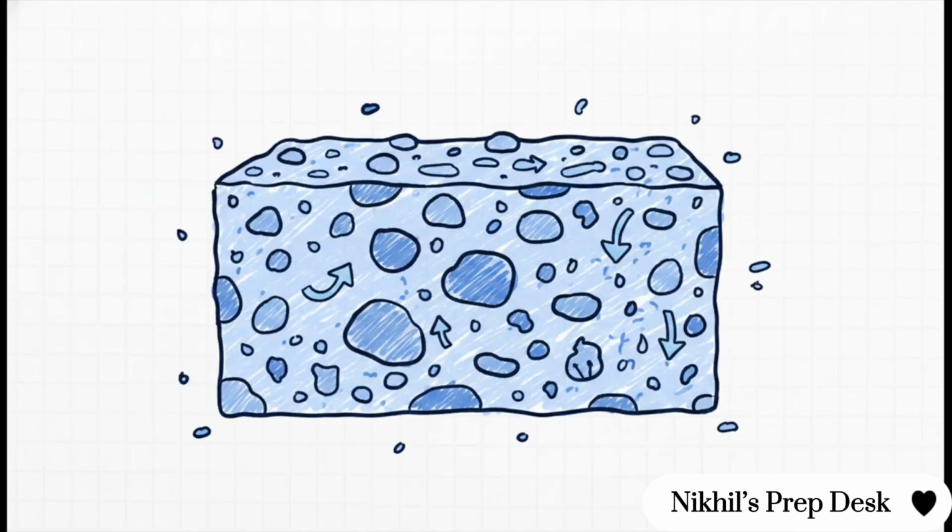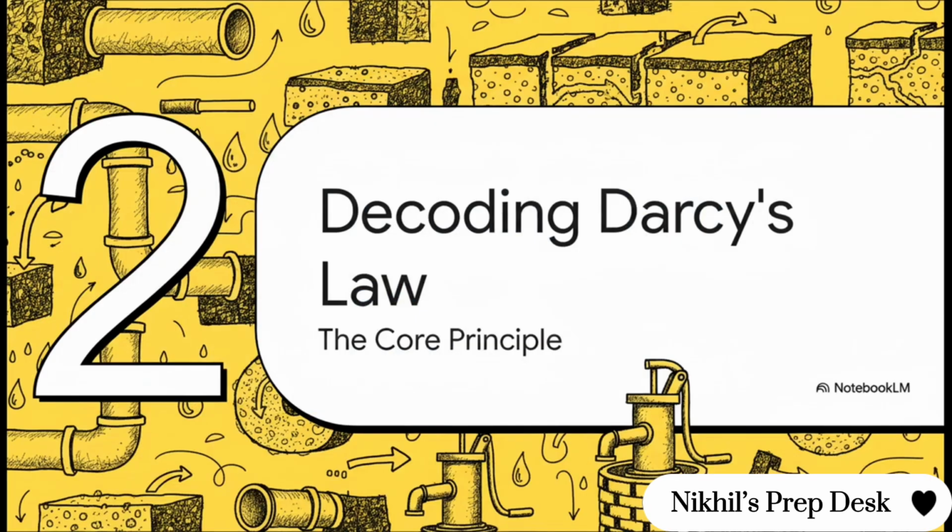Now notice the specific condition we're looking at here, saturated flow. This happens when all the pores in a media are completely filled with water, which keeps the water content constant over time. And here's the kicker. Darcy's law was specifically developed to govern this exact state of saturated flow. Moving right along to Section 2, decoding Darcy's law, the core principle.